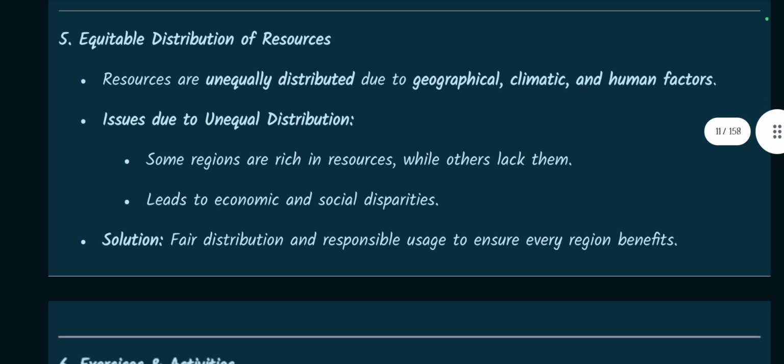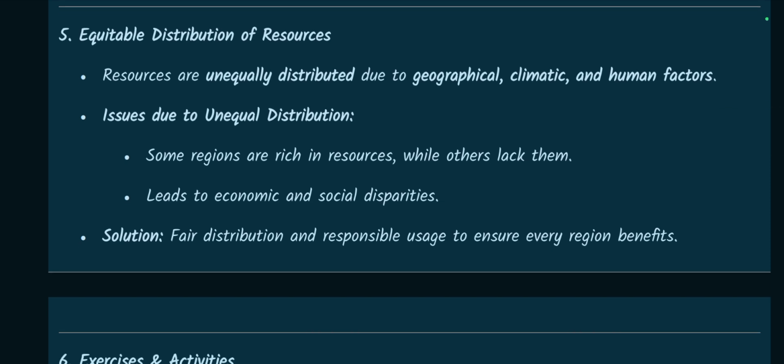Number 5. Equitable distribution of resources. Resources are unequally distributed due to geographical, climate, and human factors. Issues due to unequal distribution: some regions are rich in resources while others lack them, which leads to economic and social disparities.